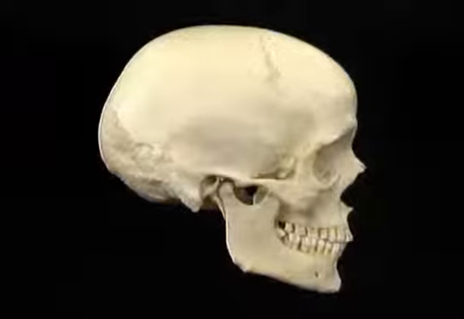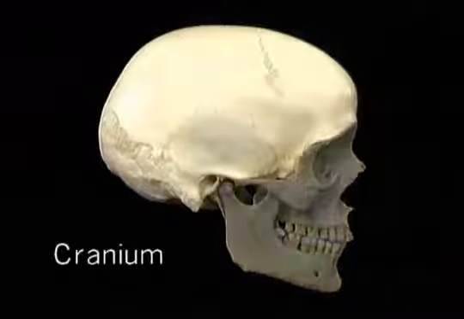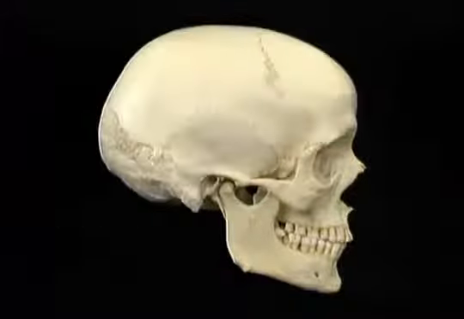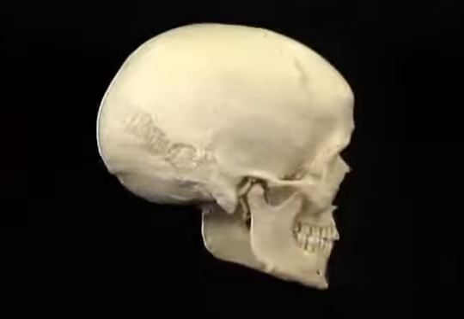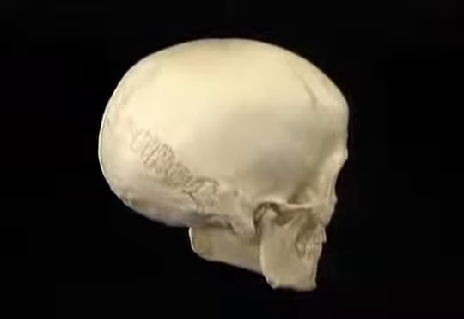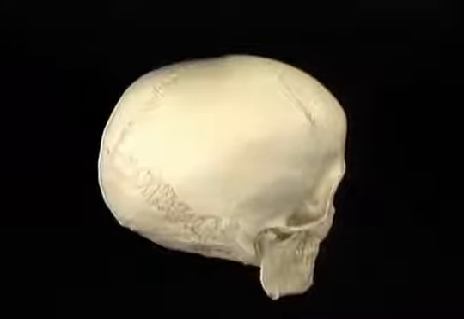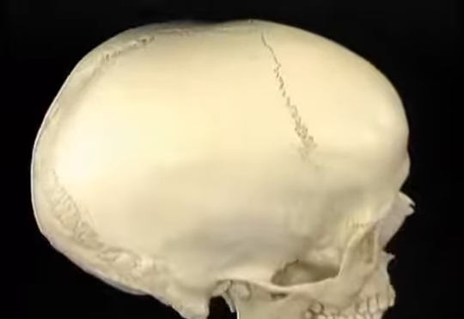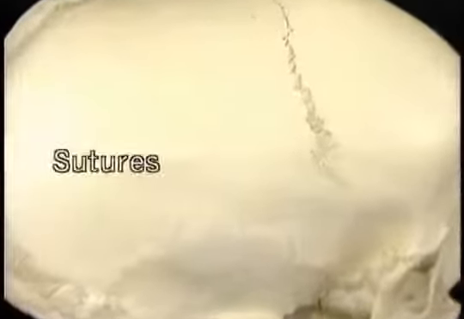The skull consists of the cranium and the facial skeleton. The cranium is the bony container for the brain and the foundation for the facial skeleton. The cranium is made up of a number of originally separate bones. These lines of fusion, known as sutures, show where the bones are joined.